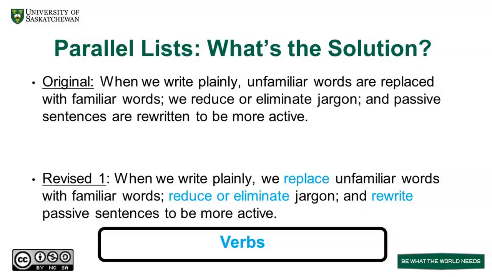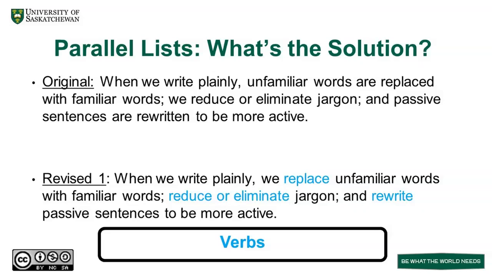So when we write plainly, we replace unfamiliar words with familiar words, reduce or eliminate jargon, and rewrite passive sentences to be more active. We have that option of removing the semicolons as suggested, or we could change this to have a slightly different style if we didn't want this more active, verb-centric style, shall we say. But this is one way of how we might revise this example.